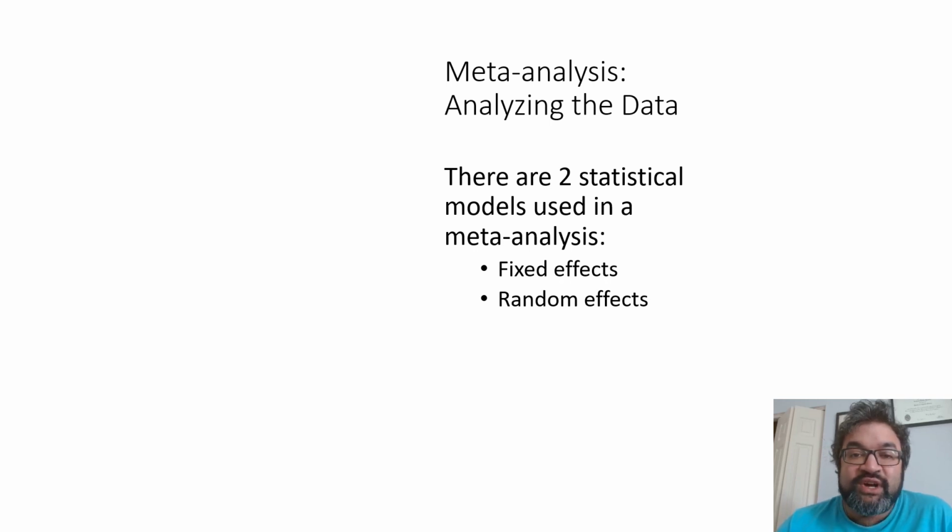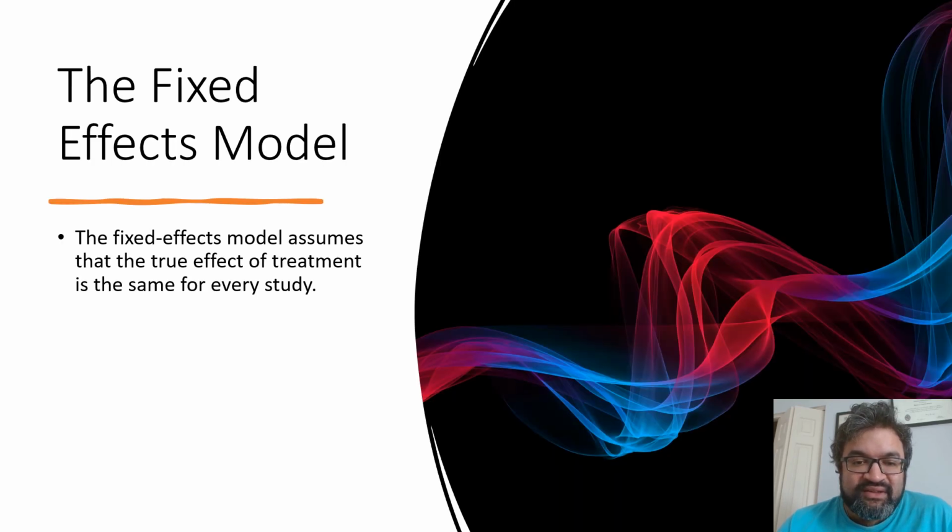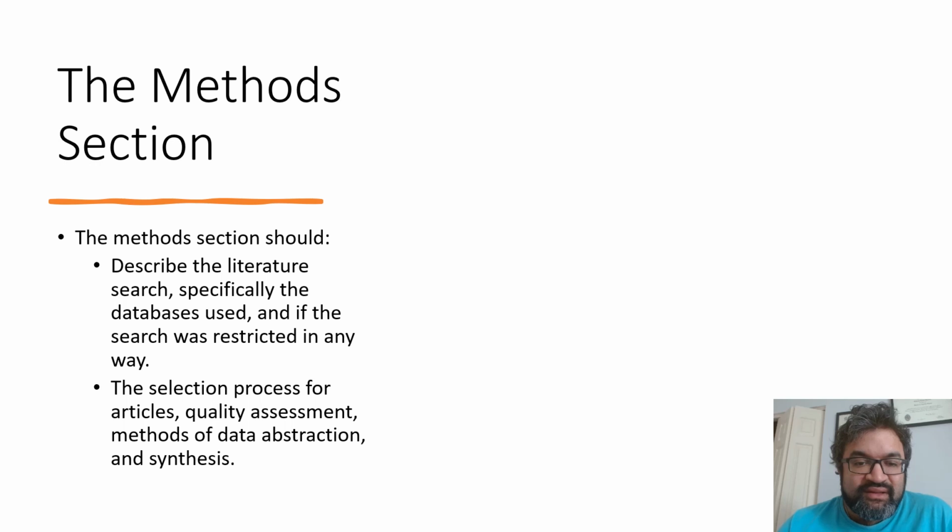So there are actually two models used in meta-analysis, fixed effects and random effects. The fixed effects model assumes that the true effect of treatment is the same for every study. Of course, the methods section should include a description of the literature search, especially the databases used, and if the search was restricted in any way. The selection process for articles, quality assessment, and methods of data abstraction and synthesis. So those are those CASP and STROBE acronyms that you can use to make sure that you're using the proper techniques.